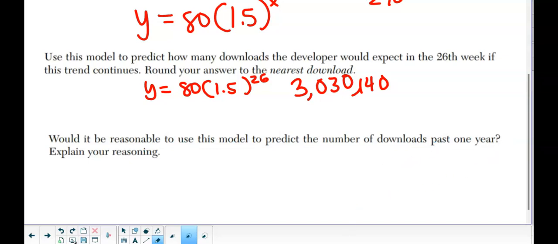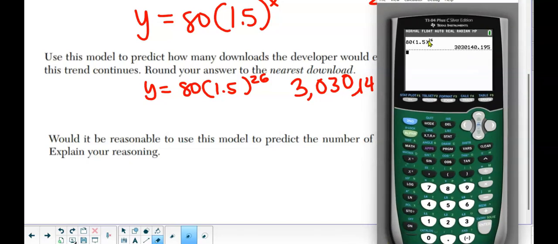So past 1 year, that would be any number that's higher than 52. So what if I change this to 2 years, like 104? Would that be reasonable? Whoa, look at that. That E represents scientific notation, or the fact that this number has 20 more digits after it before it actually has a decimal point.